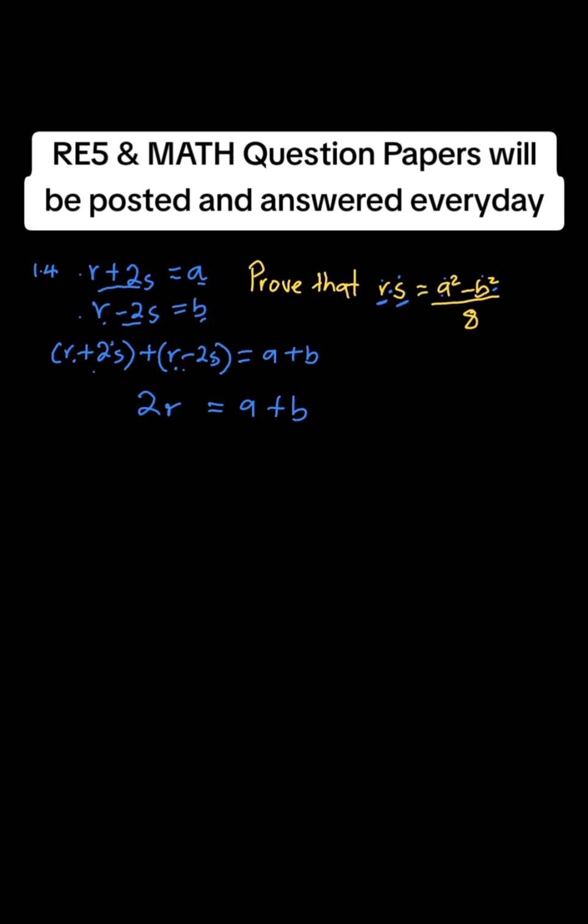Now in order to get R here, we need to divide both sides by 2. Now you have the value of R. R is equal to A plus B over 2. You need to understand that what you do on the left-hand side, you have to do on the right. You can't just divide here by 2 and leave the other side without dividing. So we now have the value of R.